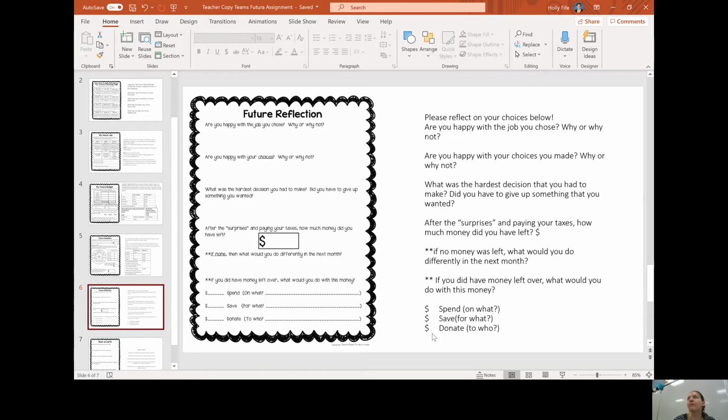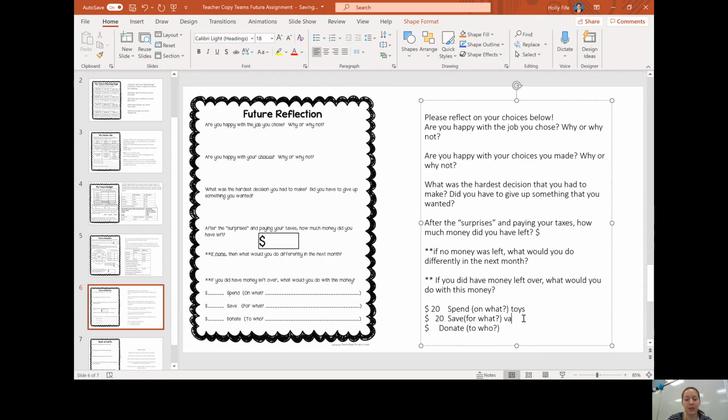So like, let's say I had $60 left, right? So I could say, oh, I'm going to put 20 in each of those things. I could say 20 to spend, and what would I spend it on? Oh, maybe toys. Are you going to save for anything? Yeah, I'll put 20 in savings, and I'm going to save for maybe a vacation. Starting to save for a vacation or college or something.